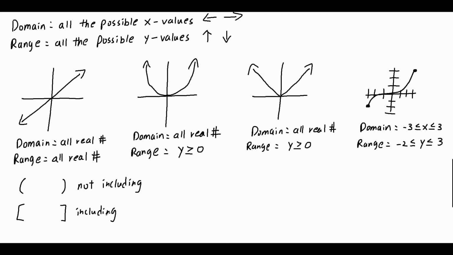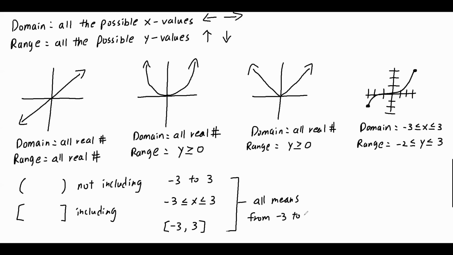The first way we can display domain is just write it out, -3 to 3. The second way we can display domain is -3 less than or equal to x less than or equal to 3. The last way we can display domain is bracket -3, comma 3, bracket. All three notations mean the domain is from -3 to 3, including the endpoints.